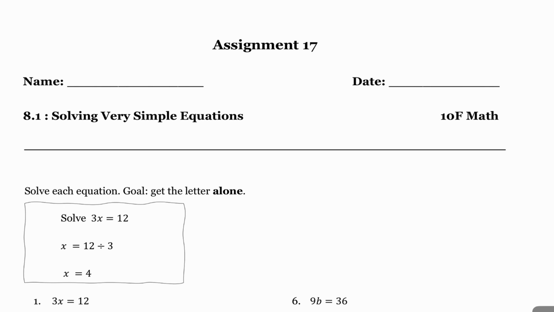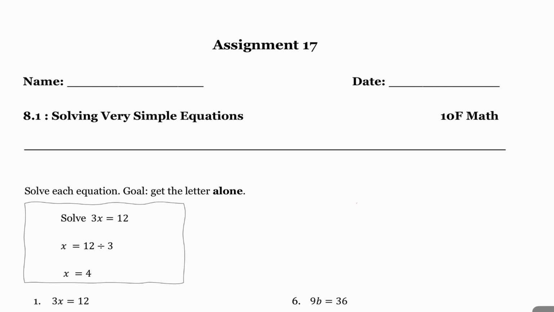So our goal when solving an equation is always the same. We want to get the letter alone. That means the variable, like x, y, a, b, z, should be by itself on one side of the equation.